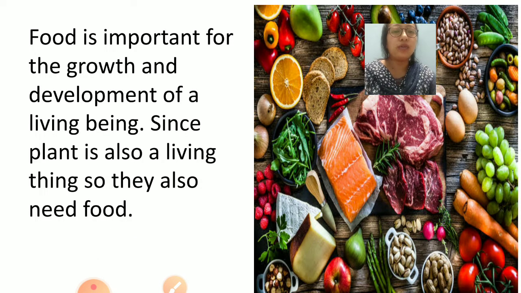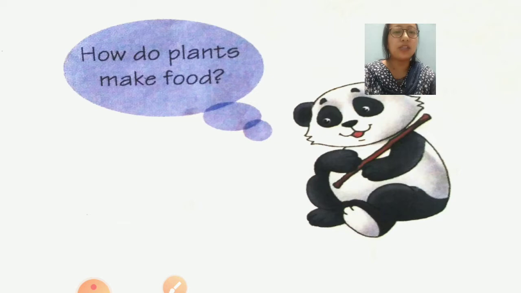As you all know, food is very much important for the growth and the development of living beings. And you also know that plant is also a living being, so they also need food. All right, now the question arises, where and how does the plant make their food? So the first thing that you might be thinking is, how do the plants make food?